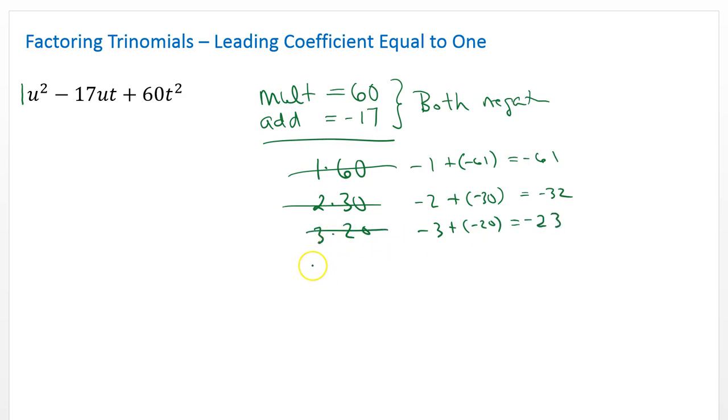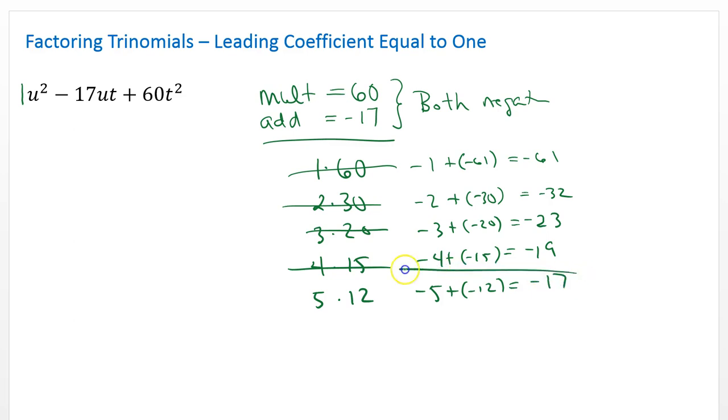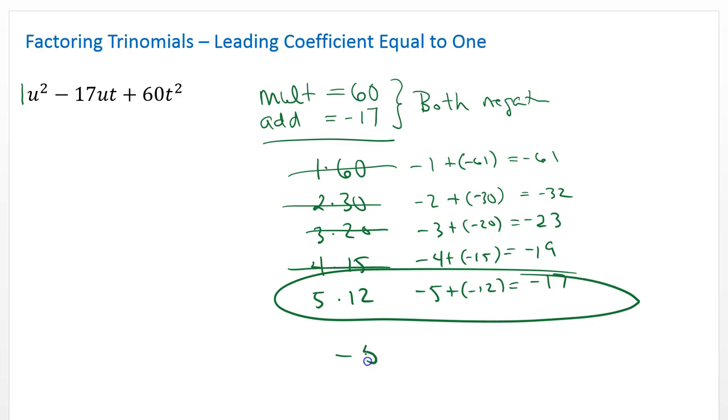Does 4 go into 60? Yep, so you've got 4 and 15. 4 times 15 is 60, but negative 4 plus negative 15 adds to be negative 19. Once again, that's not our result. Does 5 go into 60? Sure does. 5 times 12 is 60. If I add the negative versions of those together, I get negative 17. Ding, ding, ding, that's our winner. So my two numbers are negative 5 and negative 12.